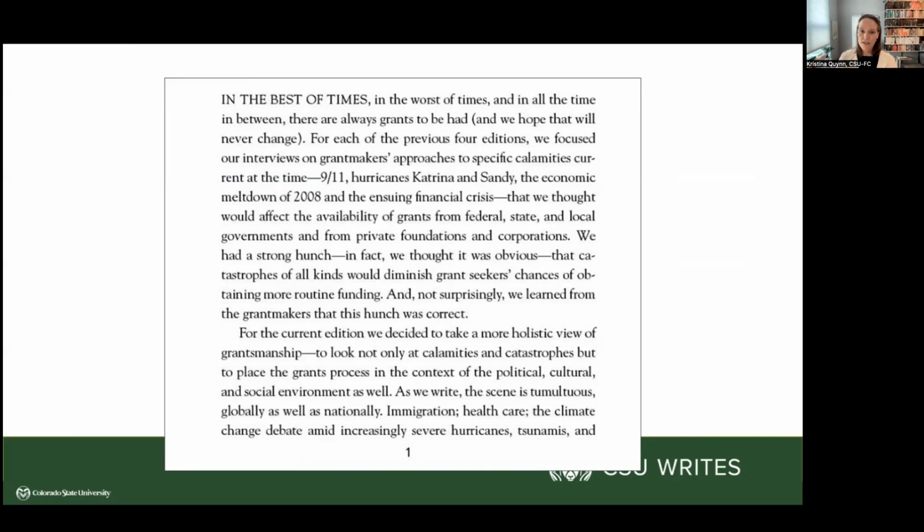For the current edition, we decided to take a more holistic view of grantsmanship, to look not only at the calamities and catastrophes, but to place the grants process in the context of the political, cultural, and social environment as well. As we write, the scene is tumultuous globally as well as naturally. And by the way, this is pre-2025, right? So that kind of uncertain environment continues.